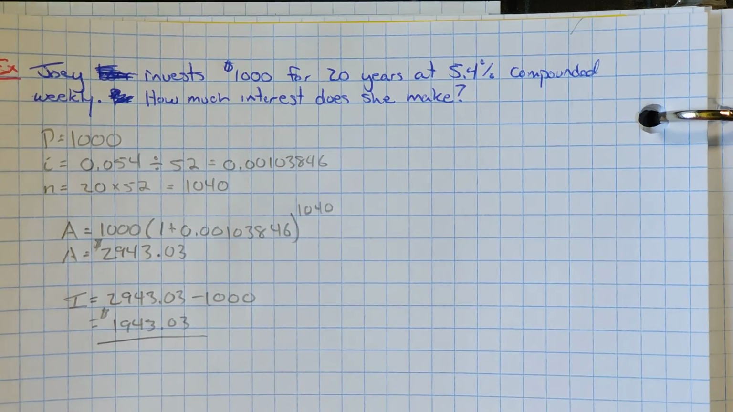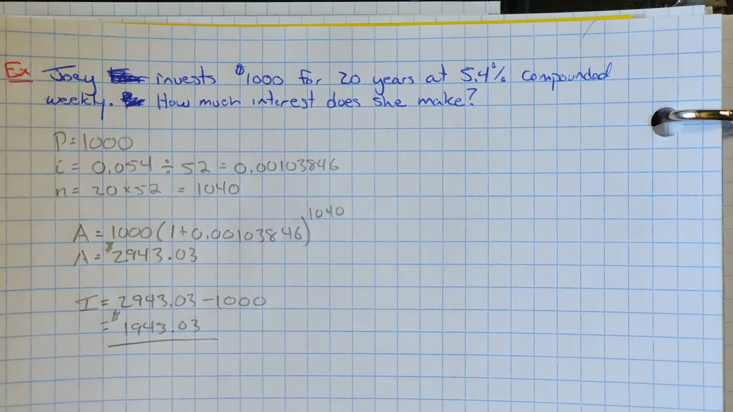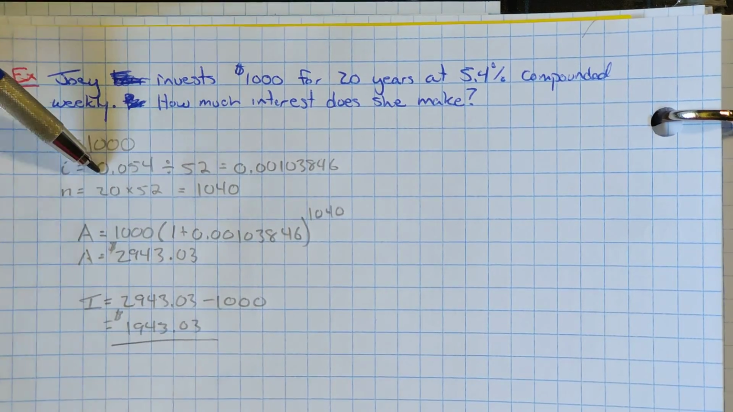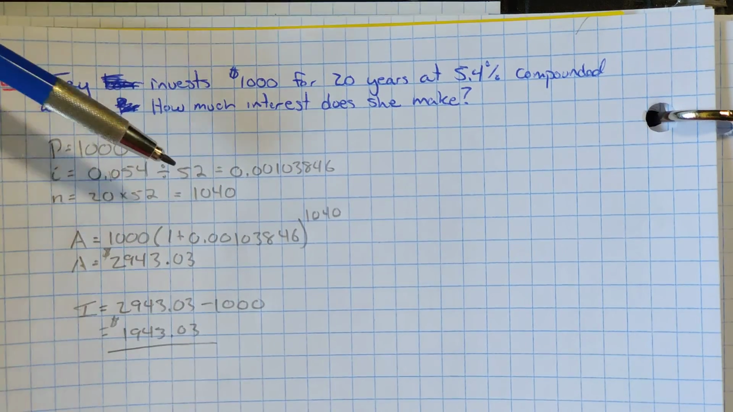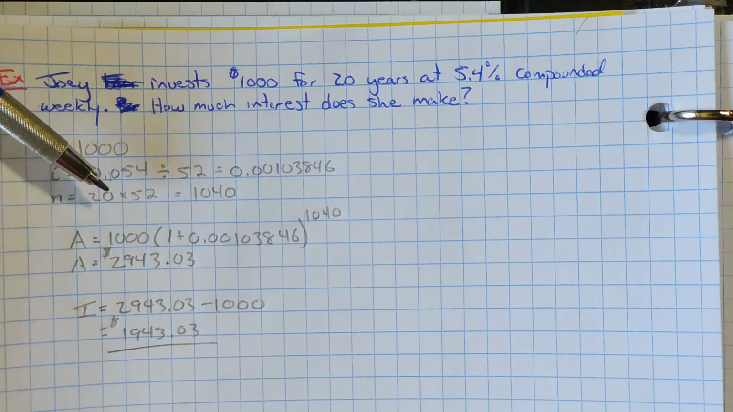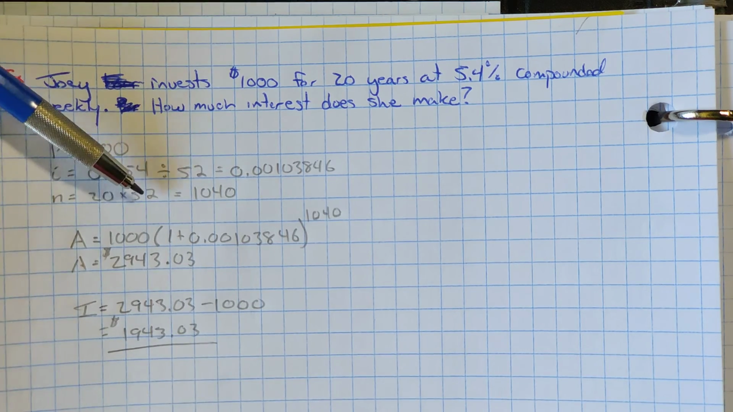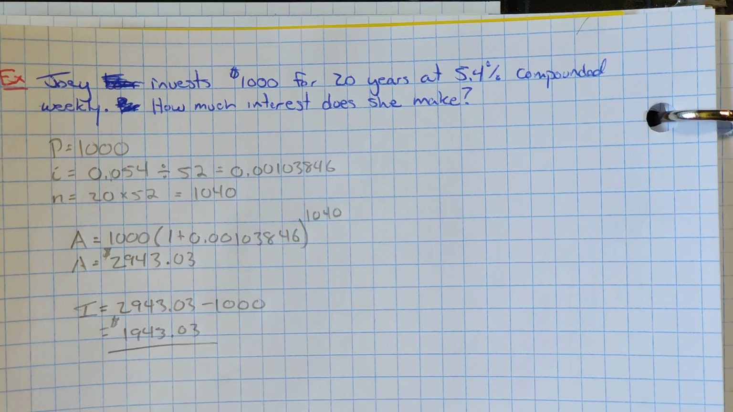There you have compound interest. Again, principal is just the value. That's the easy one. The interest rate needs to be changed to a decimal divided by the number of periods per year. The number of periods is, again, the number of years times the number of periods per year. And then you just plug it in your formula and calculate.